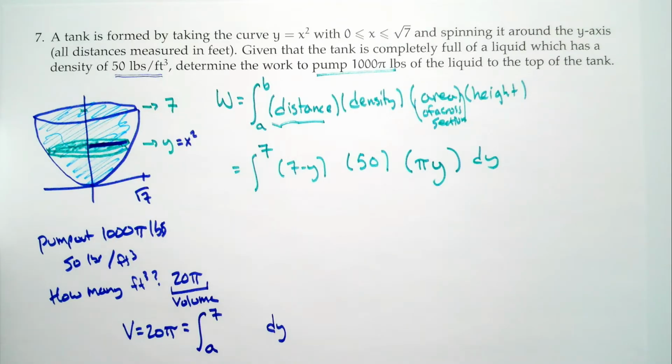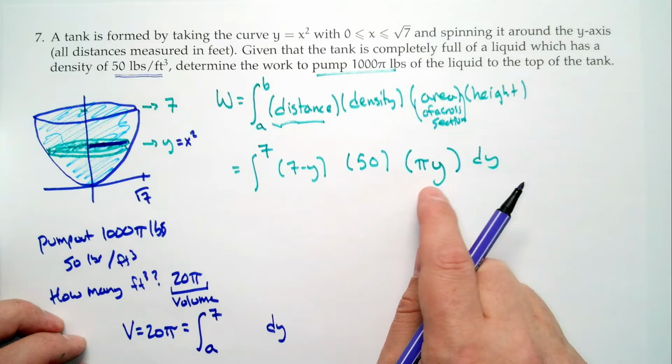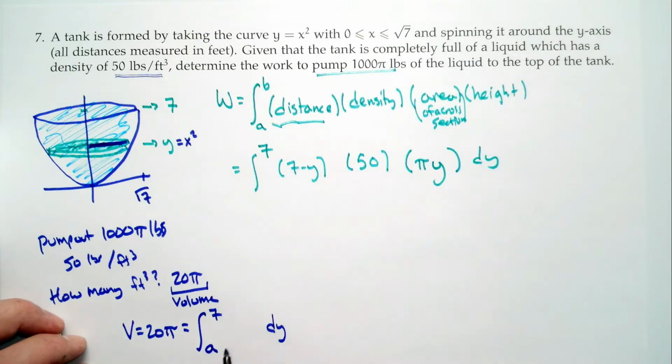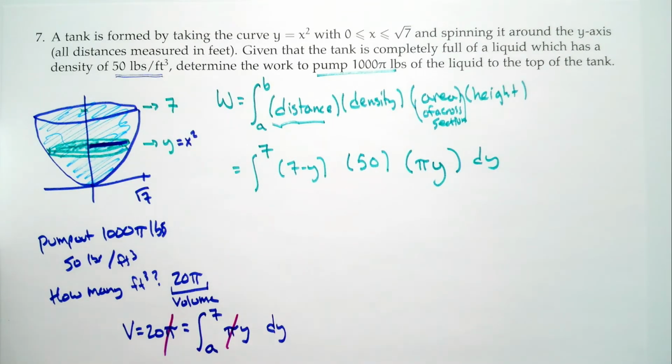What's the area of our cross-sections? If only we had the answer to such a thing. Yeah, it's pi y. So we need to get 20 pi cubic feet. We need to figure out the value for a, where the integral from a to 7 of pi y gives us 20 pi. Now the nice thing is we can cancel the pi straight off.